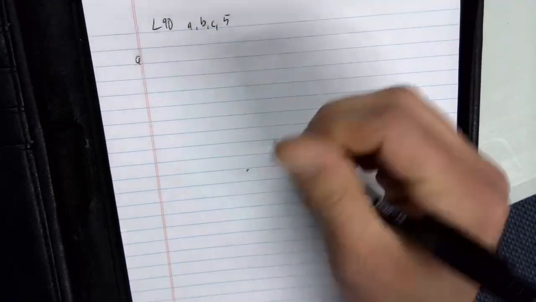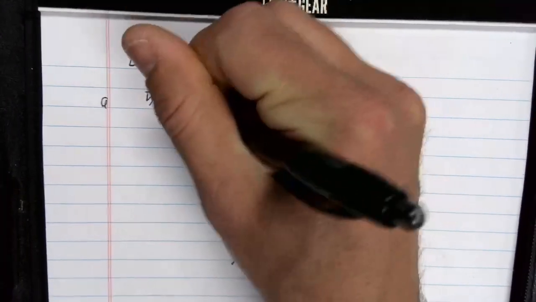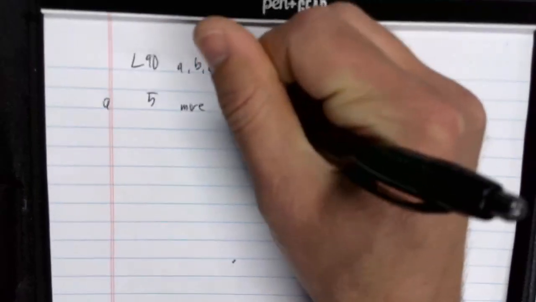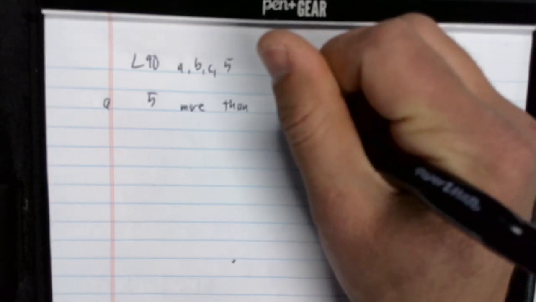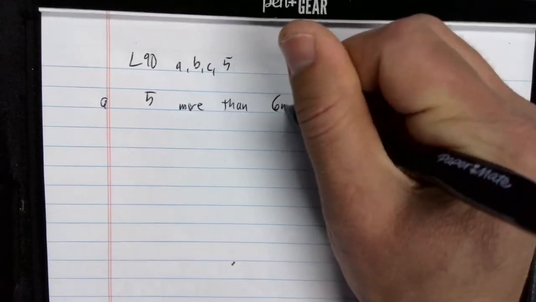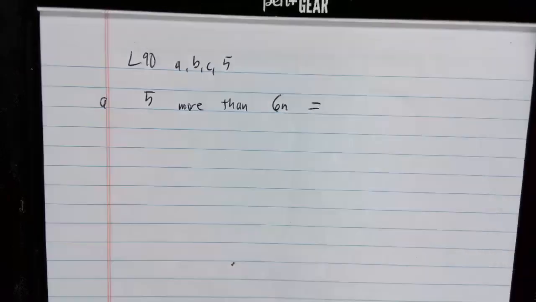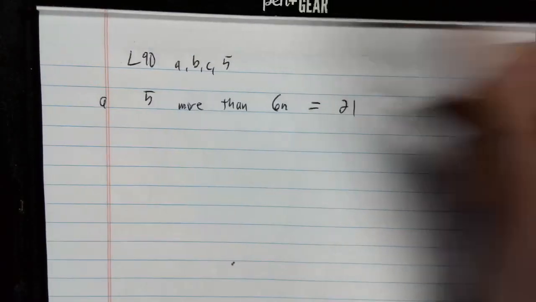So lesson 90 was about algebraic sentences, right? Taking words and phrases and making them into algebraic sentences. It says 5 more than the product of 6 and a number is 21. 5 more than the product. What does the product mean to do? So 6 and a number would be 6n equals 21.